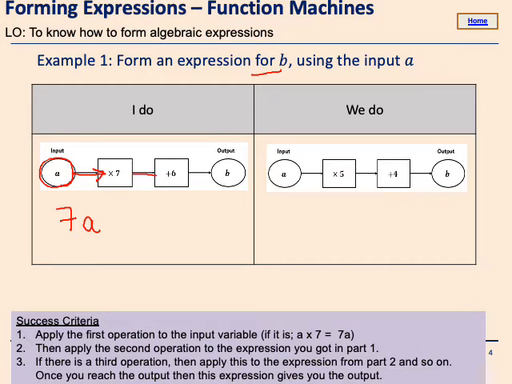Then we move on to our next operation, which is add 6. So then we're going to add to our first term, 7a, we're going to add 6. And that then gives us our output, which is b. So we say that a times by 7 plus 6 gives us b. And there you go, you've formed an expression now. This here is your expression.